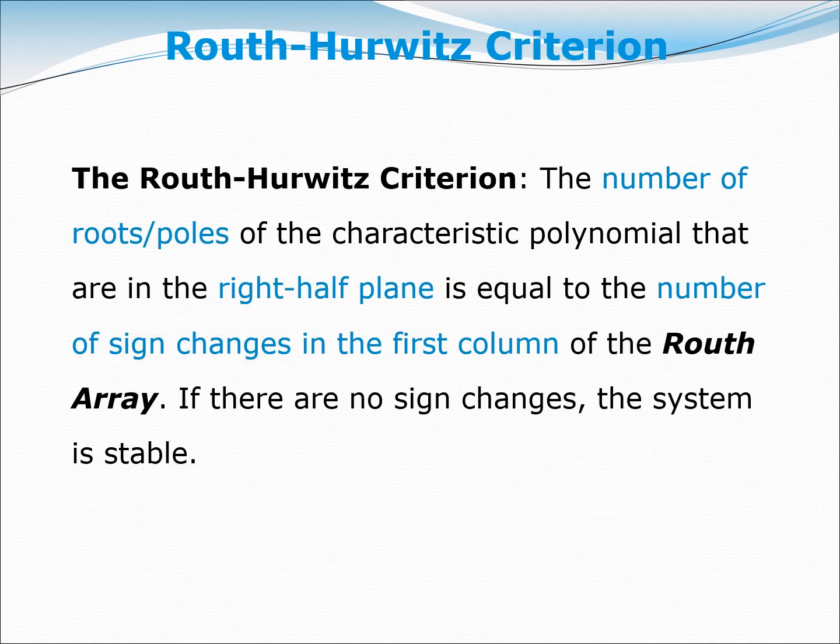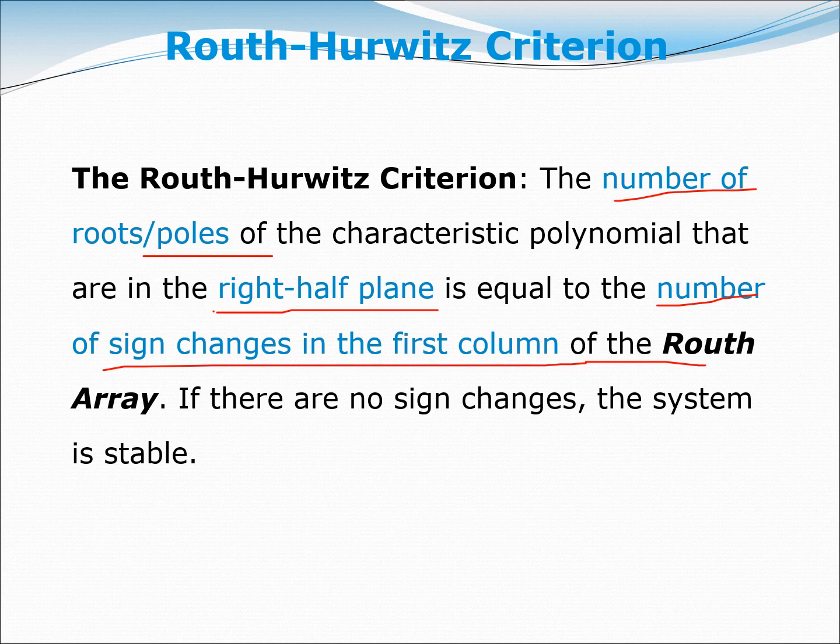Alright, so how to use this Routh-Hurwitz criterion? Let's look at this definition. The number of roots or poles of the characteristic polynomial that are in the right half plane is equal to the number of sign changes in the first column of the Routh array. Okay, so this is the keyword. The number of poles on the right half plane equals the number of sign changes in the first column. Okay, first column, so we will see the details later on. If there are no sign changes, then we can say the system is stable.